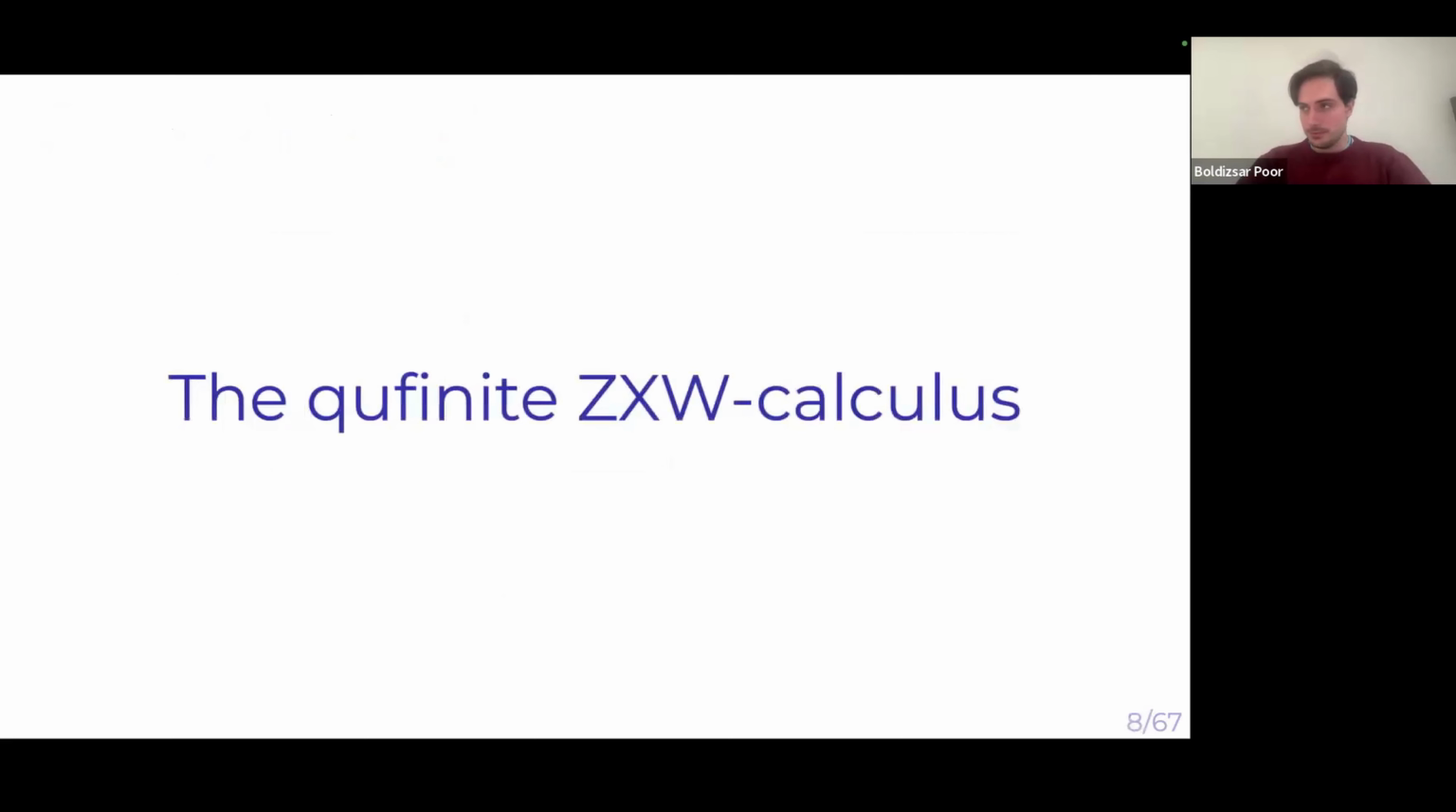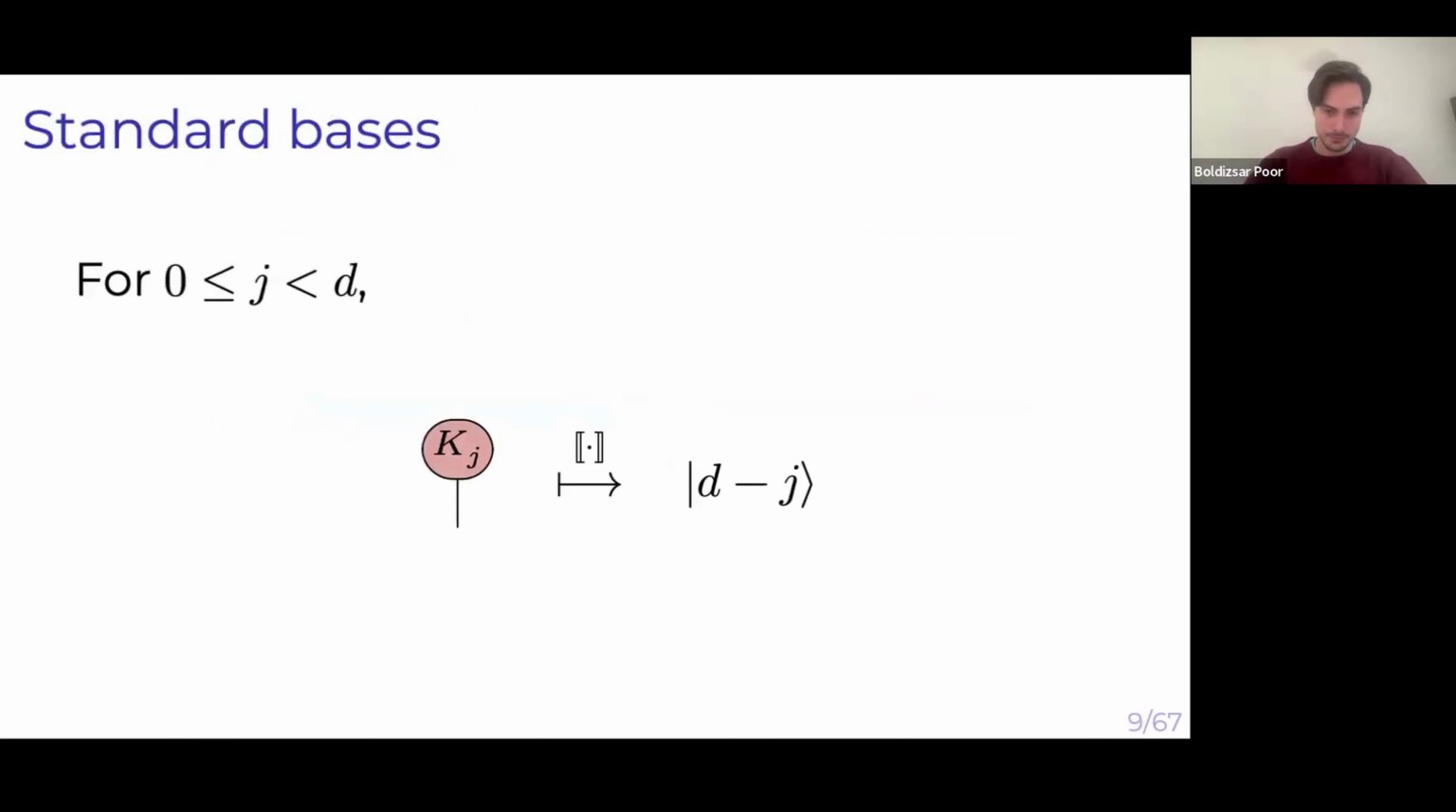Okay, so now we have seen why we are excited about this ZXW qudit calculus. Let's see how it actually looks. First of all, we will have some qudit generators, and the first one are the computational basis states. So this is just a simple X spider with k_j as a parameter, and it corresponds to ket d minus j.